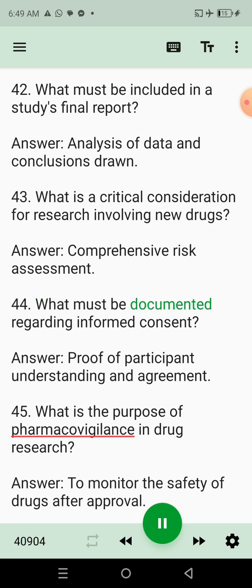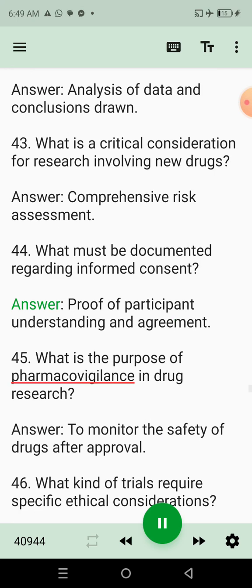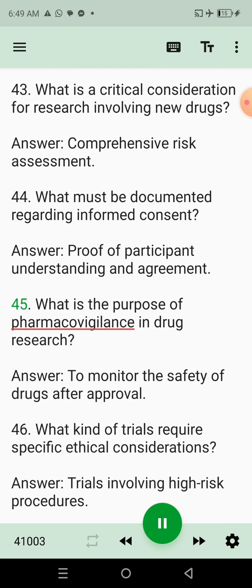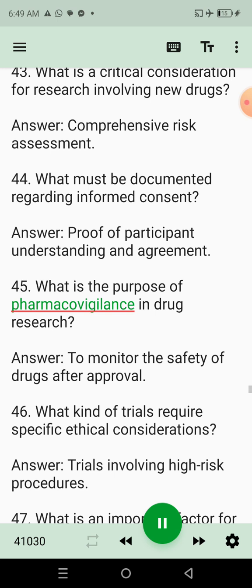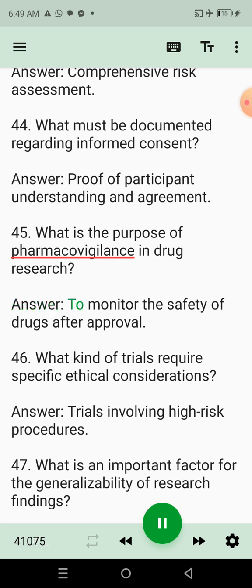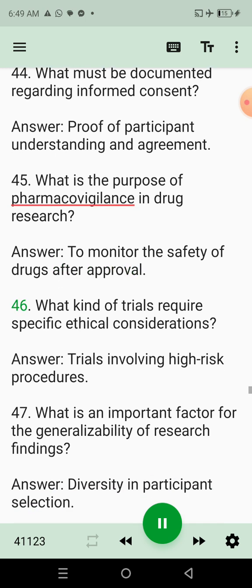44. What must be documented regarding informed consent? Answer: proof of participant understanding and agreement. 45. What is the purpose of pharmacovigilance in drug research? Answer: to monitor the safety of drugs after approval.